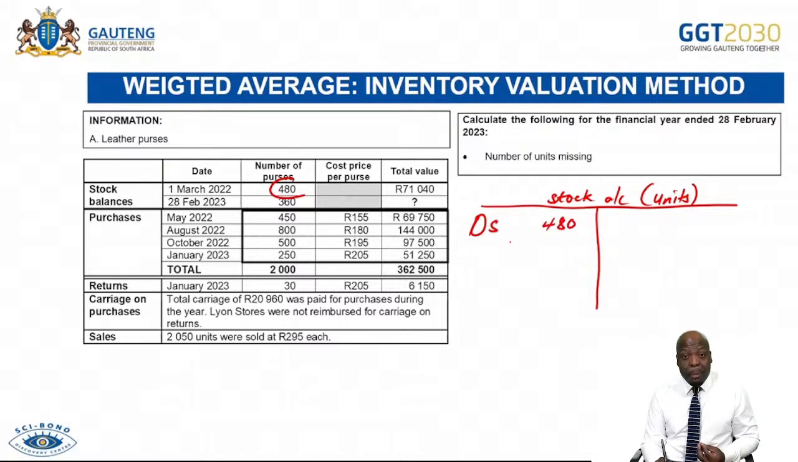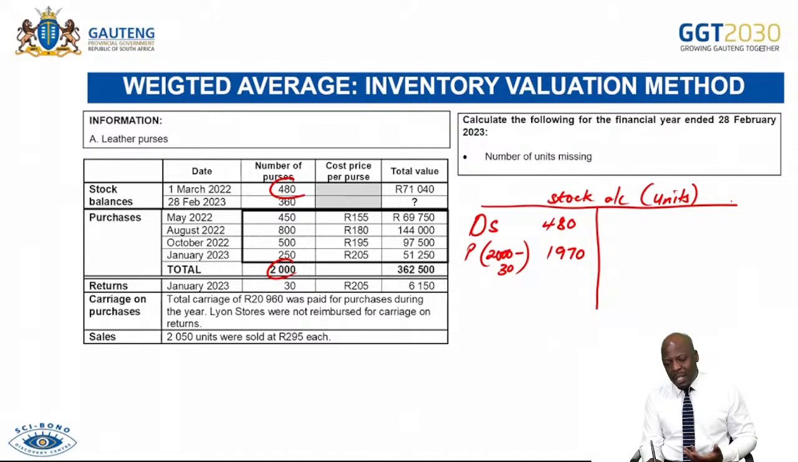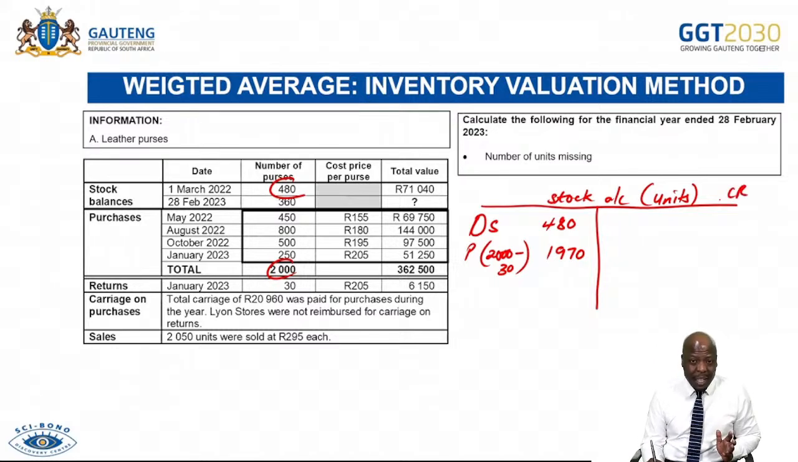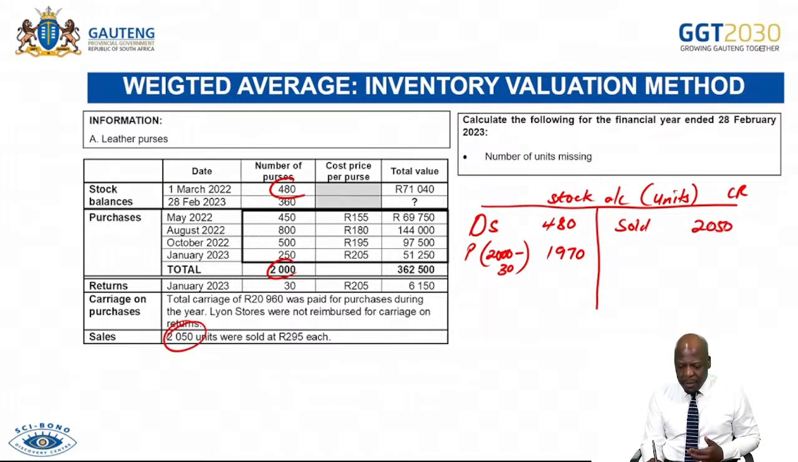If at the beginning I had 480, how many units did we buy? So I'm going to say purchases, but on my purchases, I'm just going to subtract returns as well. So 2000 minus 30, therefore I'm going to have 1970. You could have put the returns on the credit, still one and the same thing. You're subtracting the returns. And then the units sold. How many units were sold? 2050. These are the units that were sold.